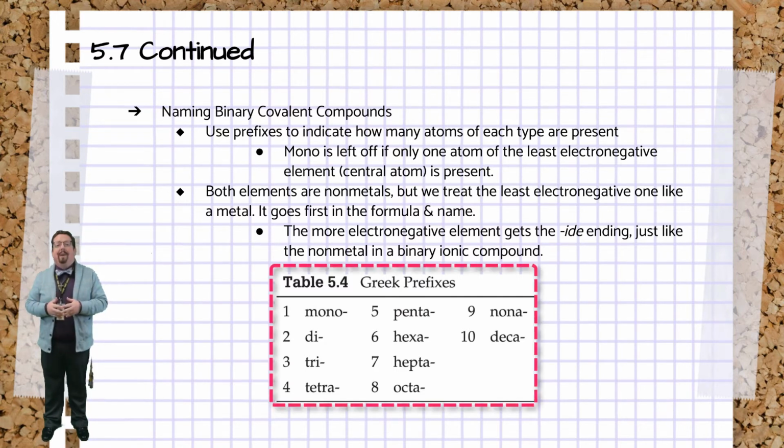The first element we write down is usually the least electronegative element. We treat it just as we would the metal in an ionic compound, but if there's more than one of those atoms in the molecule, we have to use the prefix. The second element would get treated like the nonmetal in an ionic compound, as we place the "-ide" ending on it, but we have to use a prefix regardless of how many atoms of that element are in the molecule.